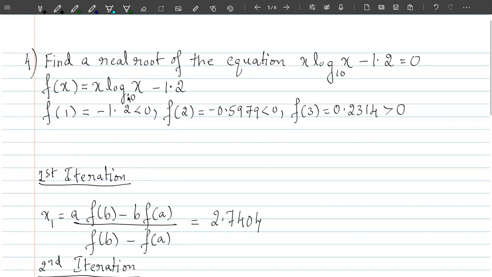So that means that your answer lies between the numbers 2 and 3. So now from this you have to decide the interval which you need for the first iteration. Look at the values here. For f of 2 the value is minus 0.5, and for f of 3 the value is nothing but plus 0.23. So out of these two numbers, the value which is more close to 0 is 0.2314. So what does that say? That means that the required root is more close to 3 than this number 2.